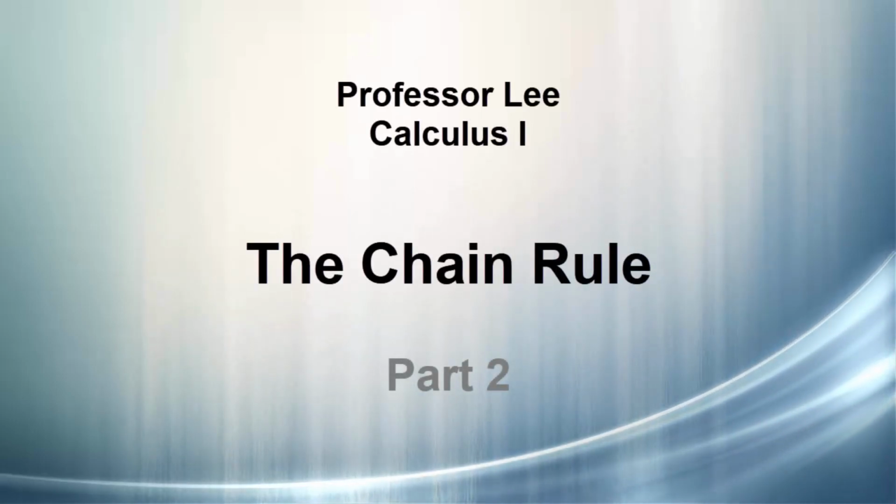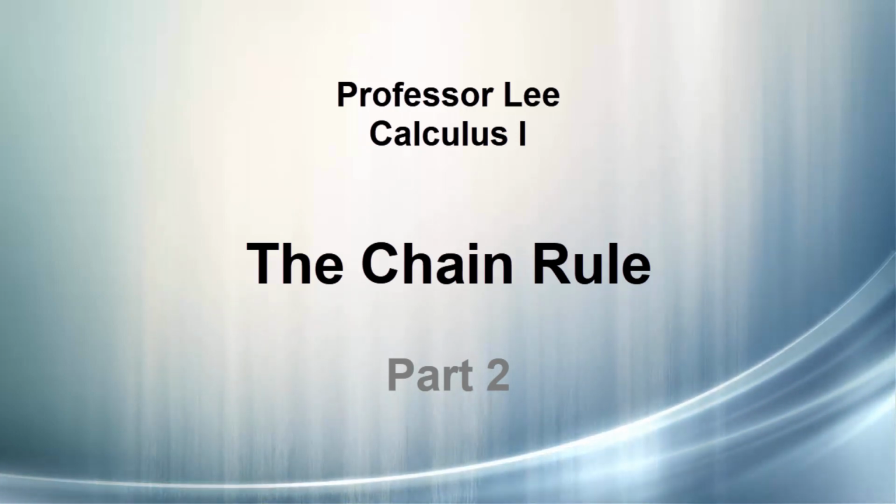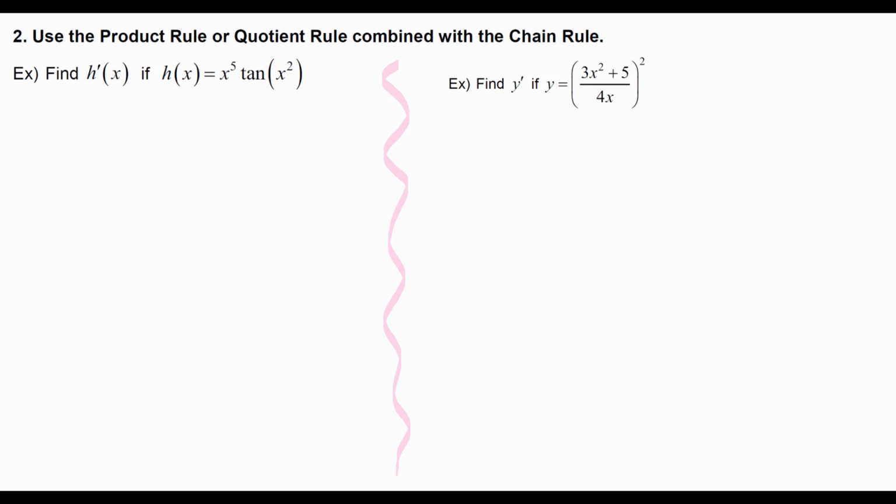The chain rule, part 2. Welcome back. In part 2, we're going to see some examples where we have to combine the product rule with the chain rule, the quotient rule with the chain rule, and use the chain rule multiple times.